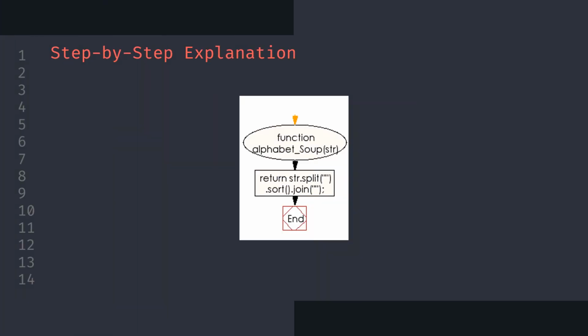First, we split the string into individual characters using split. Then we use sort to rearrange those characters alphabetically. Finally, we use join to convert the sorted array back into a string. This three-step process is efficient and easy to implement.